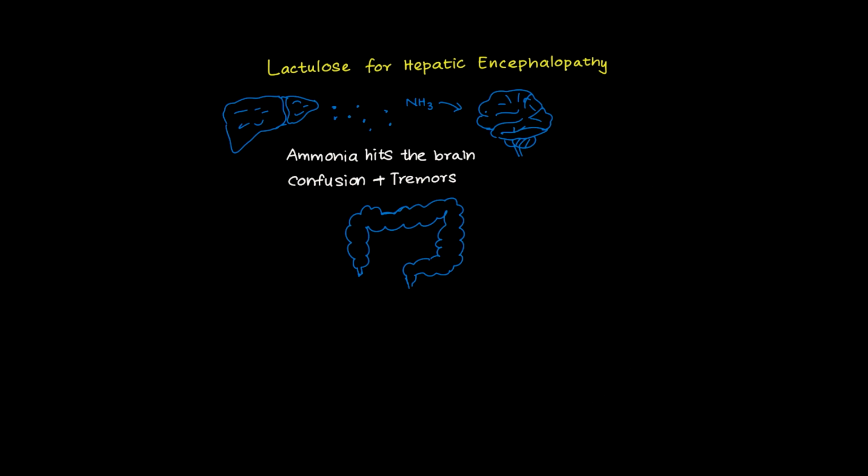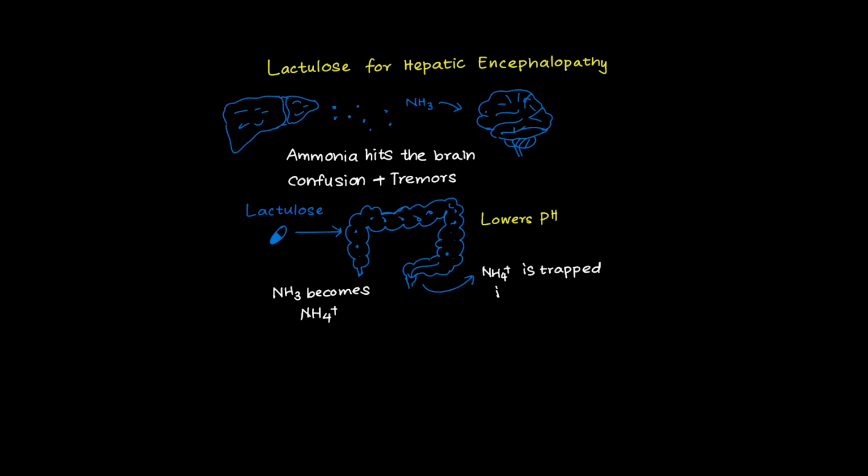It is a non-absorbable sugar that reaches the colon intact. Bacteria there ferment it, which lowers the pH of the bowel. In that acidic environment, ammonia in the blood converts to ammonium, which cannot cross back into circulation. The ammonium gets trapped in the stool and leaves the body with the next bowel movement. That's why lactulose also acts as a laxative. The stooling is part of the treatment.